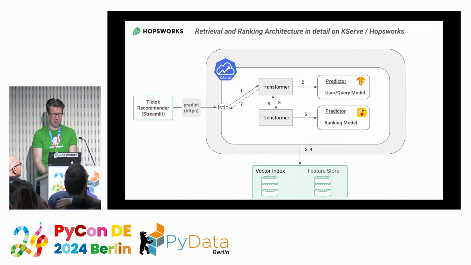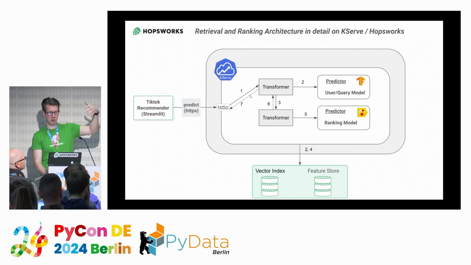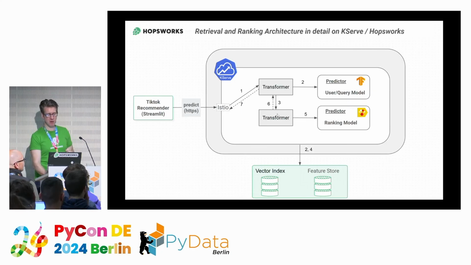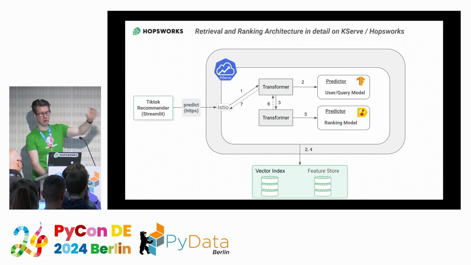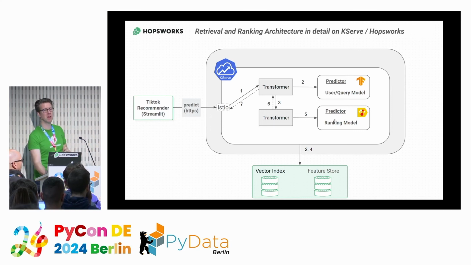Our user interface app will go to something called a transformer. This is a Python program that we wrote, and that transformer will call the user query model. So the user's recent history will come in here. We'll go to the user query model to get the vector embedding for it. Then we'll go to the next model, the ranking model, and say, here's the embedding from the user query that we've computed. It will go to the vector index, find the closest videos. Then it will go to the ranking model and say, please order these videos for me. And then it will return the ordered videos for you.